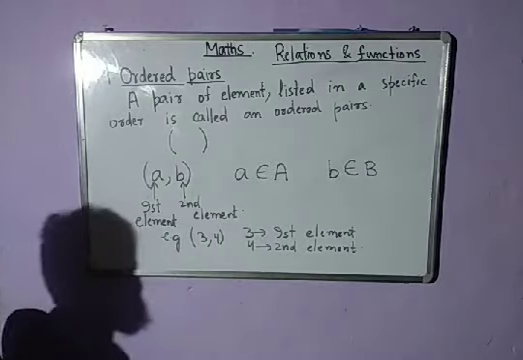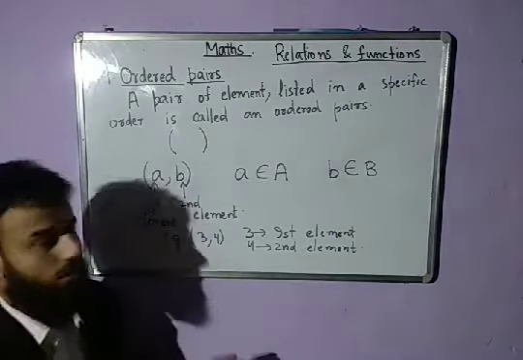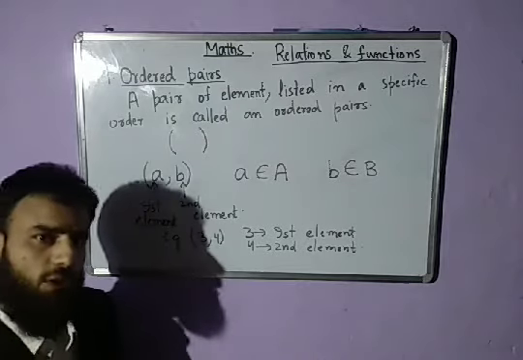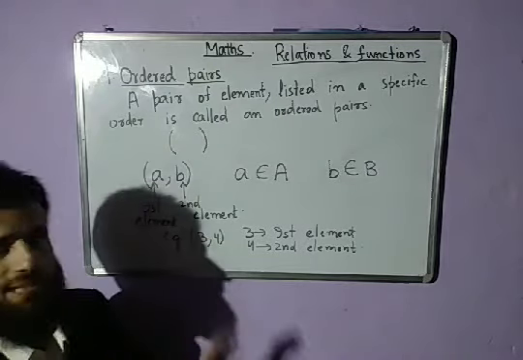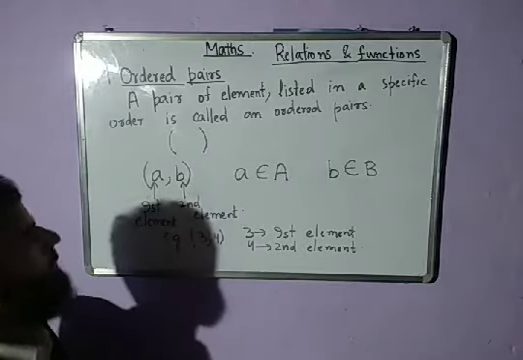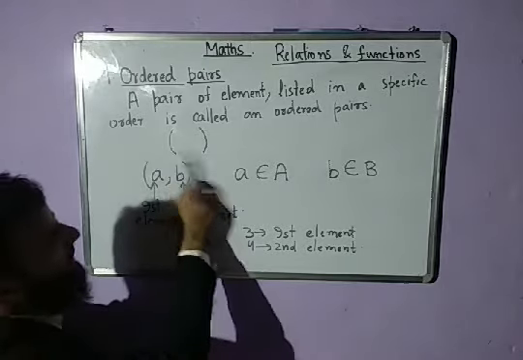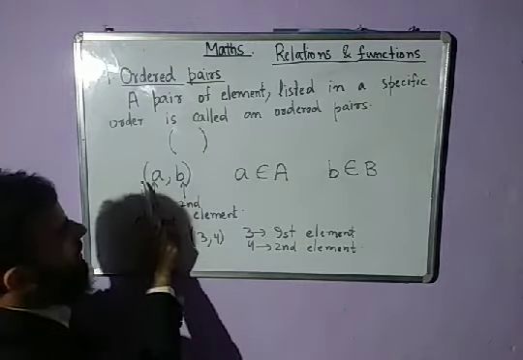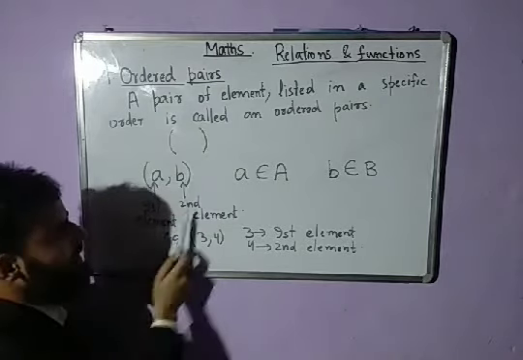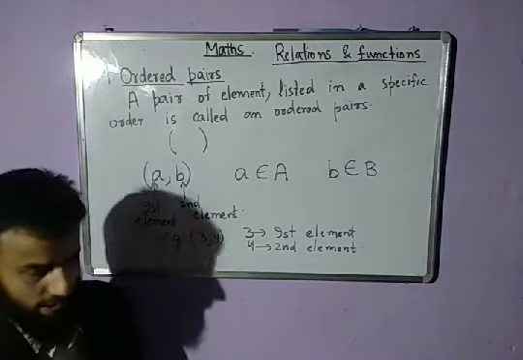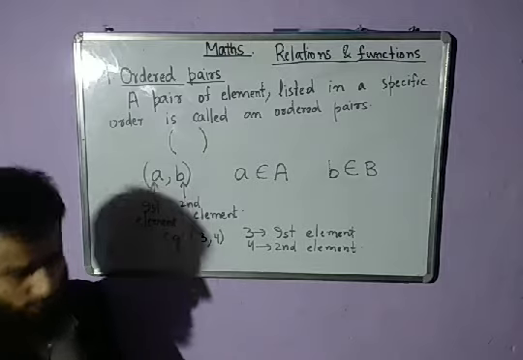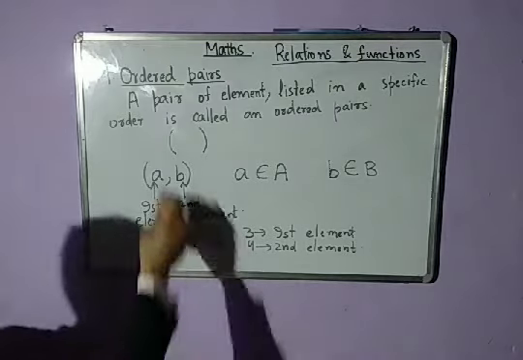So what is an ordered pair? An ordered pair is nothing but a pair of elements. Whenever we write a pair of elements which are listed in a specific order, that's called the ordered pair. And we represent the ordered pair by small braces. Like if you have an ordered pair (a, b), this a is our first element and b is our second element. Now let us see, when can two ordered pairs be equal? So, equality of ordered pairs.